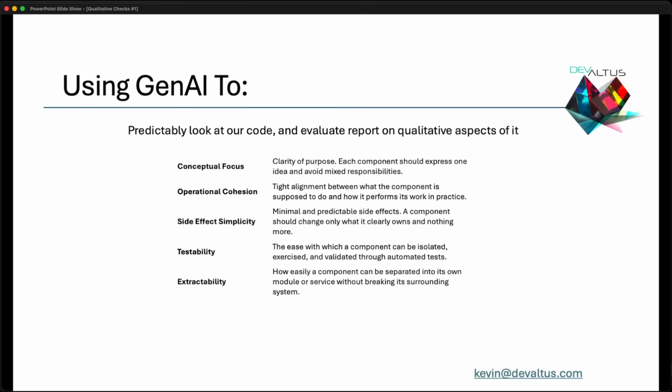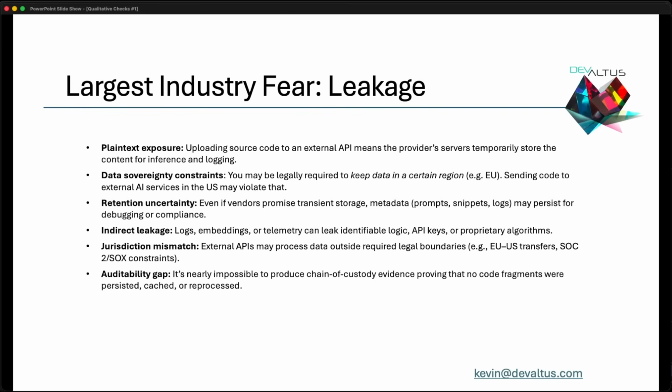One of the things that we're going to be doing is looking at leakage free. So, what is leakage? Well, I will say first and foremost, leakage is the industry's largest fear of using any kind of external AI tool, such as ChatGPT or Claude or things of the sort. And there's a whole bunch of reasons for this, and most of them have to do with the fact that your code or signals about your code are no longer your own. And there's a whole bunch of reasons that it can no longer be your own.